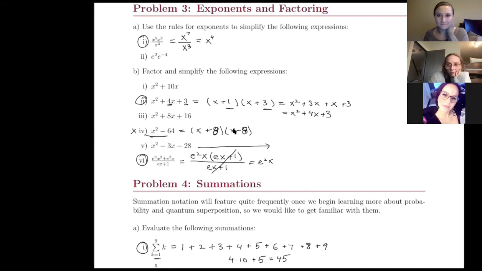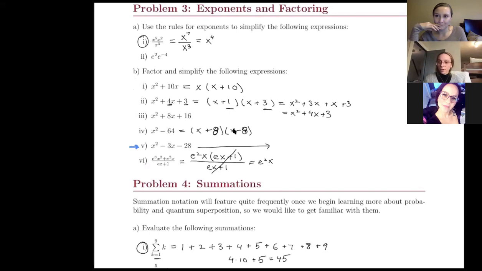Can you please explain the problem number 3B first? 3B, first one? Yes, ma'am. This one? Yes. Okay, x squared plus 10x. In this one, you look at the biggest factor of x you can take out of both of them. That's just x, so it would be x times x plus 10. That's the simplest form you can get for that polynomial. Okay, thank you. Of course.